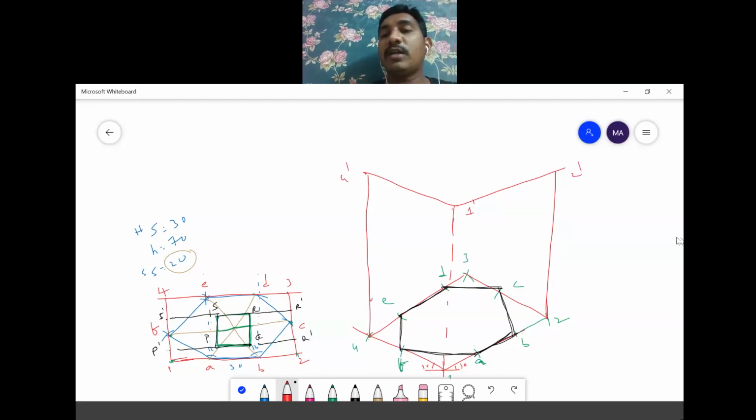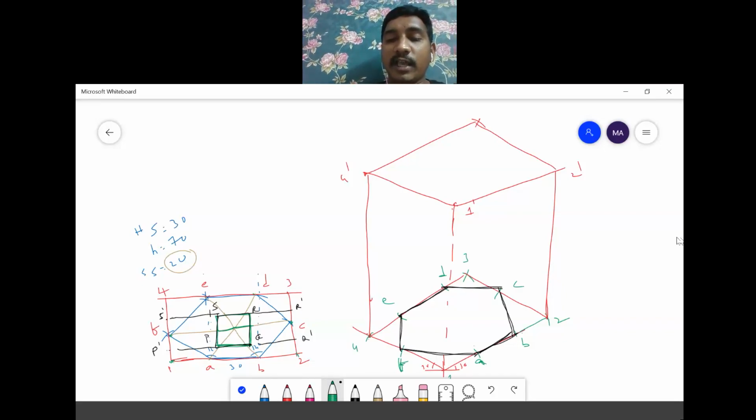I'm measuring 1 dash to 2 dash and 4 as a center. I'm drawing one arc here. I'm measuring 1 dash to 4 dash, 2 dash as center, cutting this arc. Again I will form a rectangle. Again I am measuring all the distances or projecting these points.